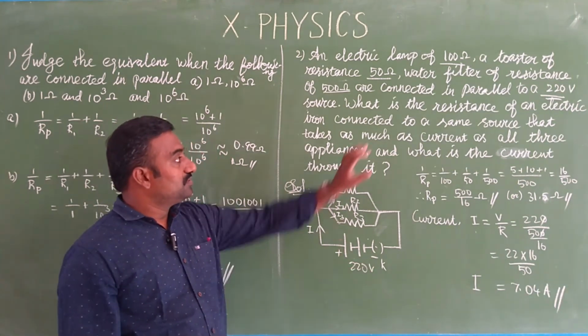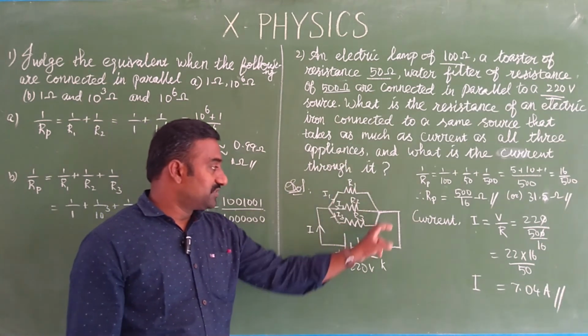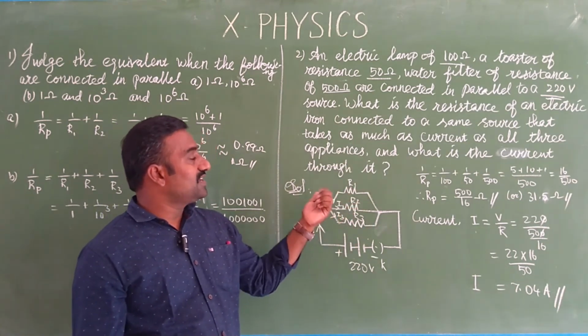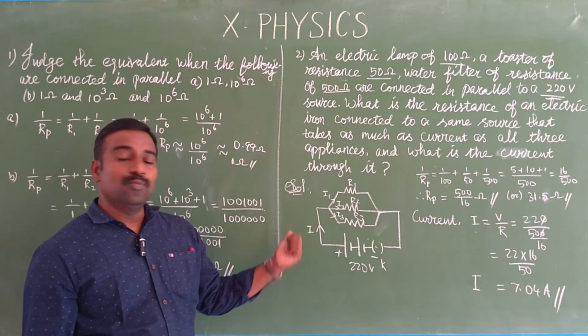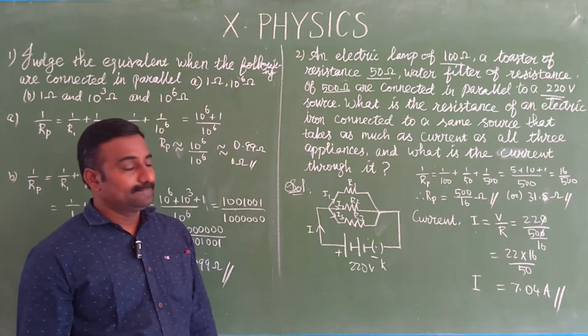Okay, so don't get confused. Instead of all these three components, if you connect an electric iron, how much current it receives from the battery. Okay.